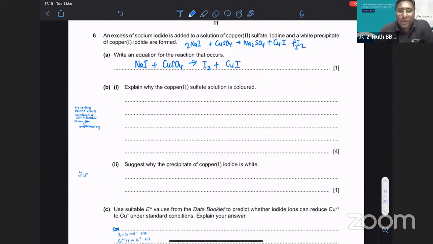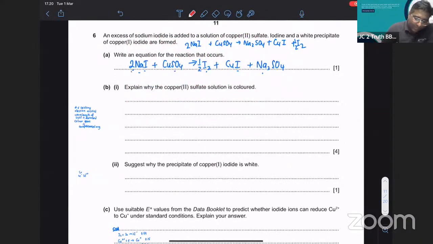CuI. Of course, this is not complete, because I need to have Na and SO4, so plus Na2SO4. So I just need to balance this. You have 2, so of course I need to put 2 there. And then sulfate is balanced, sodium is balanced, copper is balanced, I is not balanced, but I see here there are 2 I. I have 3 I. How to make 2 I? I just need to put half over there. If I times everything by 2, I will get the answer.